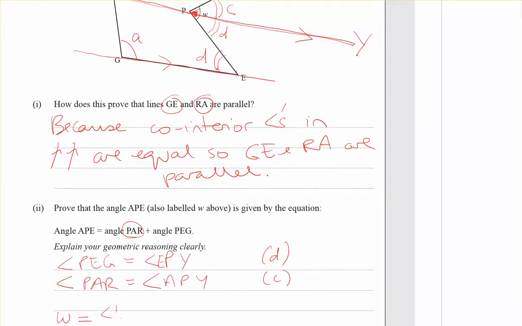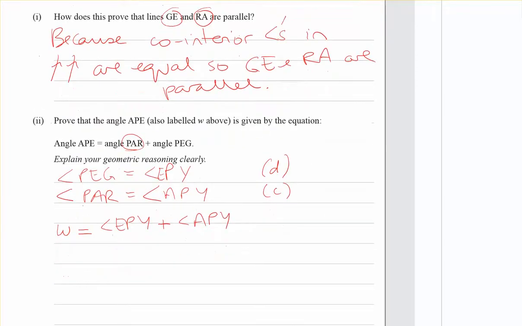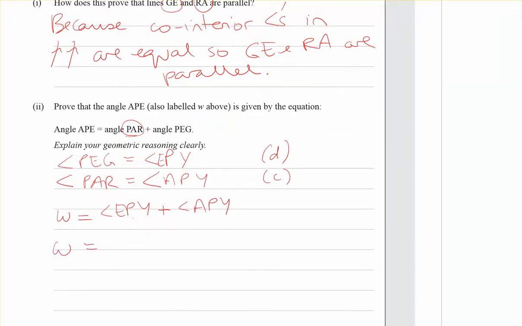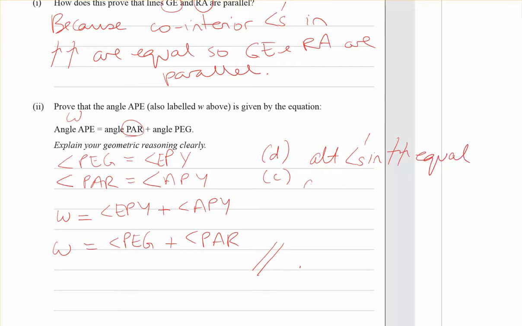Now W is made up of EPY plus this one in here, APY. So W equals, now EPY is the same as PEG, and APY is the same as PAR. So we've just proved that W equals that one plus that one. We need to explain, so we need alternate angles in parallel lines are equal, and similarly with this one.